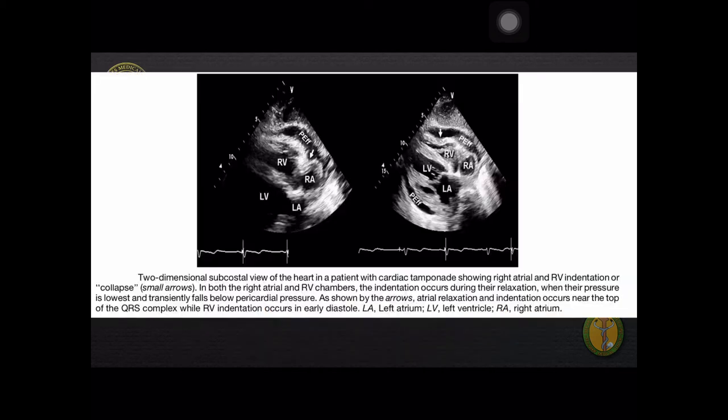This image shows a two-dimensional subcostal view of the heart in a patient with cardiac tamponade showing right atrial and right ventricular indentation or collapse. In both the right atrial and right ventricular chambers, the indentation occurs during relaxation or diastole, when their pressure is lowest and transiently falls below the pericardial pressure.